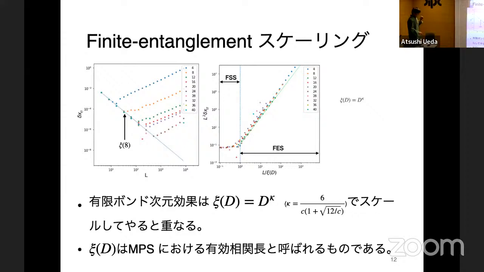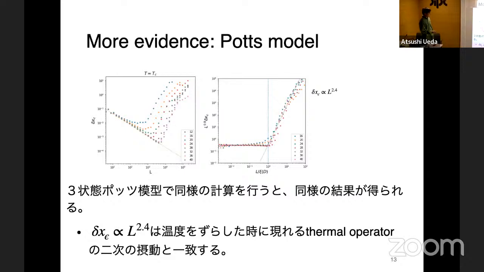If you plot this finite bond dimension effect with respect to the finite bond dimensional correlation lengths, then all of these values collapse with each other. This means that this collapse indeed happened at the finite bond correlation length scale. And this correlation length scale indeed is the one from Pollmann. This is the result from the Ising model, but you can do the same thing with the three-state Potts model, and you see the perfect collapse with a different central charge. So you can say that the finite correlation length for the TNR is also the same as MPS.